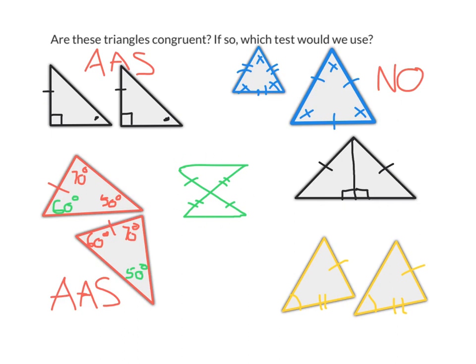All right, so looking at this, so here we have two pairs of equal sides. So that's not enough to prove congruence on its own.